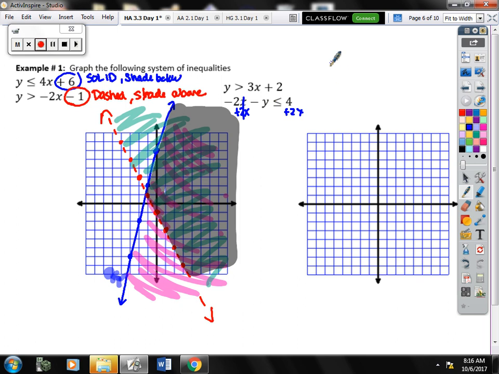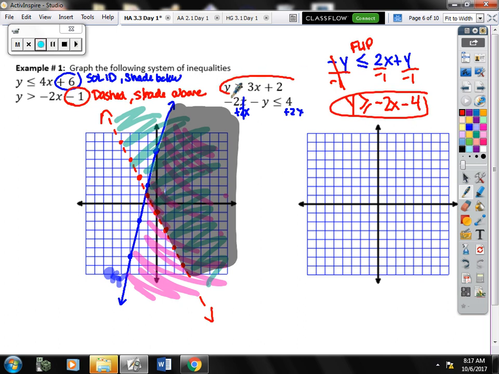So we'll get -y is less than or equal to 2x plus 4. And then Jade will have to divide by -1, right? And when I divide by that -1, remember to do it everywhere. Some of you are forgetting that third piece. We do have to flip our inequality because we divided by a negative. So this would become y is greater than or equal to -2x minus 4.